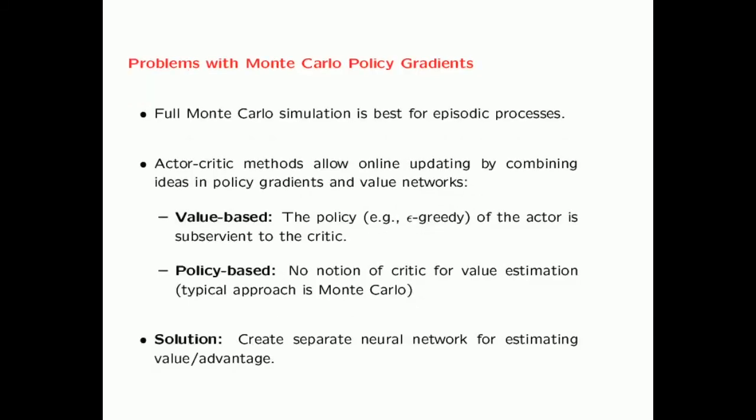Now, so far we have only discussed how to perform policy gradient with the Monte Carlo method. Full Monte Carlo simulation is best for episodic processes or processes which are relatively short. For very long-term processes, first of all, it gets computationally very expensive, because at each state you have to perform the Monte Carlo simulation to find out what the long-term value of that particular action was in order to perform the backpropagation. Now, there is a technique called actor critic methods, which allow you to do this without using Monte Carlo simulation. So the idea here is that you maintain two networks.